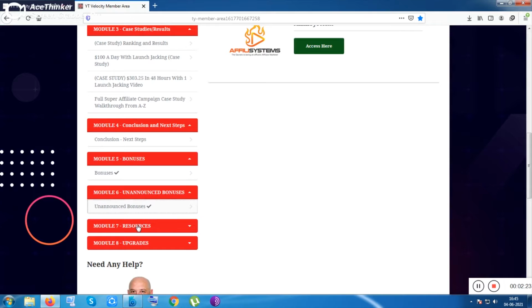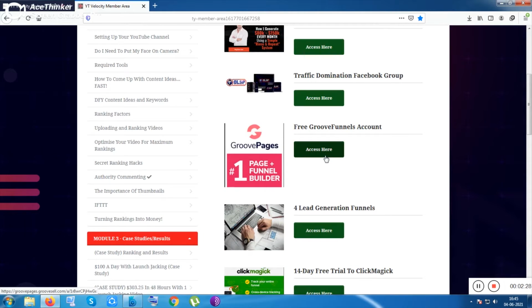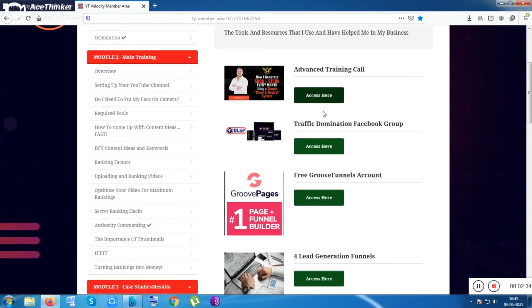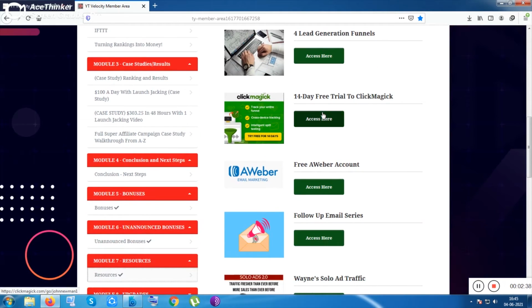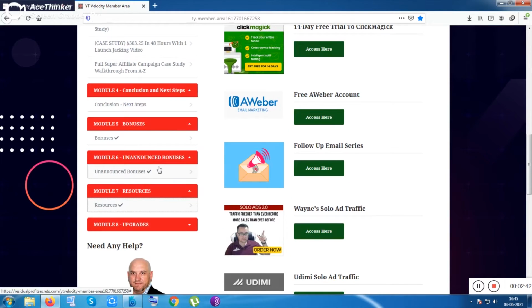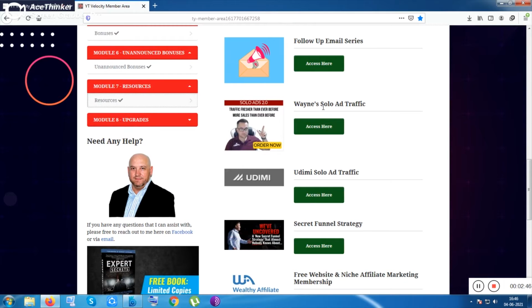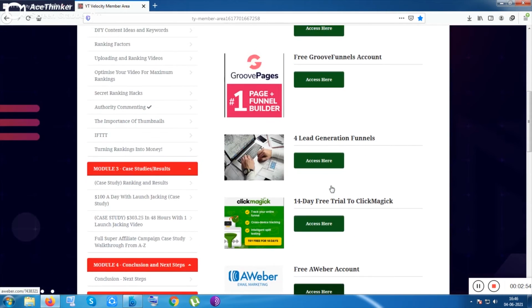Also inside the resources section there are so many resources, but there is a difference between bonus and resources. Maybe you have to pay for the resources, they are not at all free, but the bonuses are totally free. You can get the bonuses by purchasing this product. There are so many good resources, some suggestions for good solo ad vendors, also Udemy ad vendors, and some funnel pages maybe.